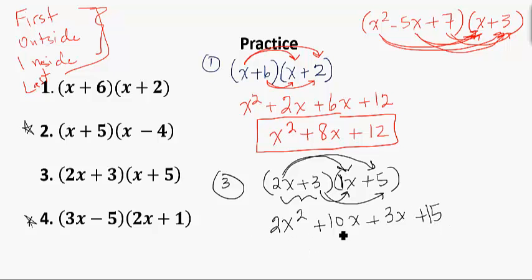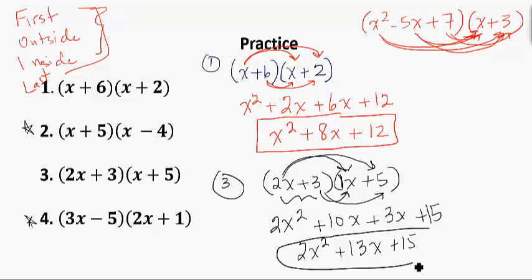Okay, so now I can combine like terms. My 2x squared I cannot combine with anything else. 10x plus 3x is going to give me a 13x plus 15. And when I do that, that is simplified.